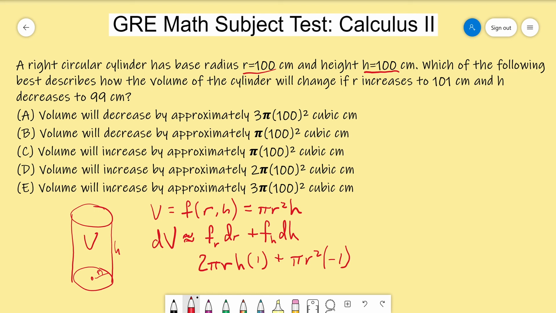Now let's plug in r and h. So we get 2 pi times 100 squared plus pi times 100 squared times negative 1. So actually this is going to be a minus out here. This simplifies. We can factor out that 100 squared, and 2 pi minus pi is just pi. So that's answer C, because it's positive, so we're increasing by approximately pi times 100 squared.